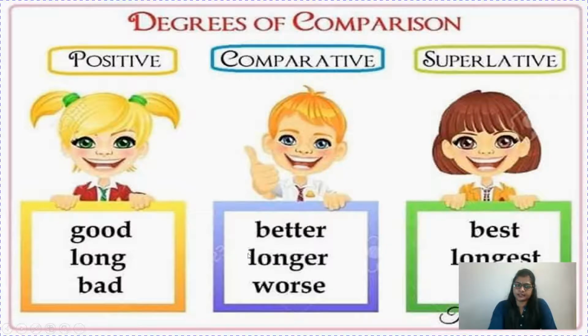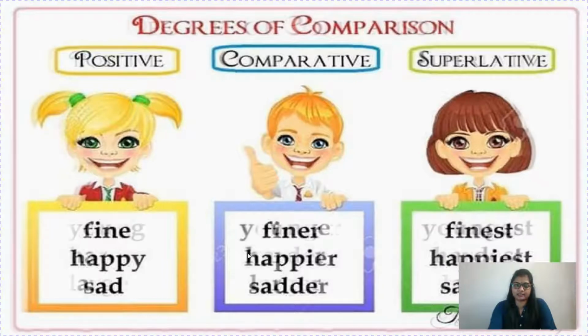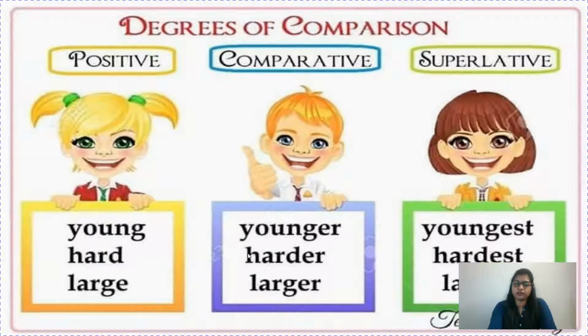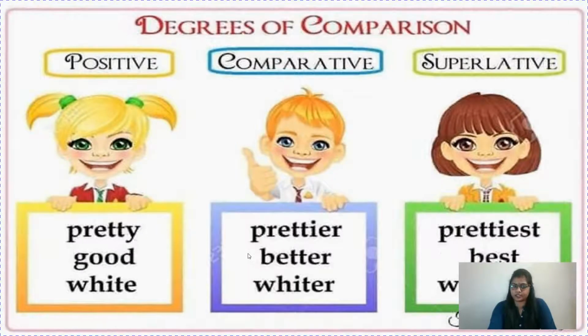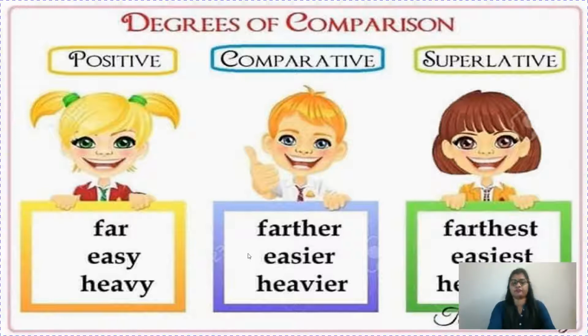Long, longer, longest. Bad, worse, worst. Fine, finer, finest. Happy, happier, happiest. Sad, sadder, saddest. Young, younger, youngest. Hard, harder, hardest. Large, larger, largest. Pretty, prettier, prettiest. Good, better, best. White, whiter, whitest. Far, farther, farthest. You can also write far, further, furthest. Both are used with far only.